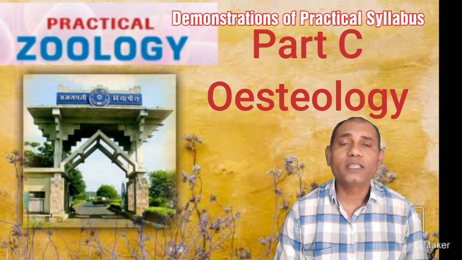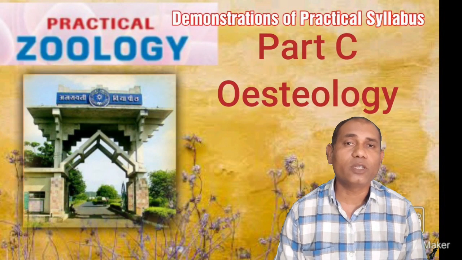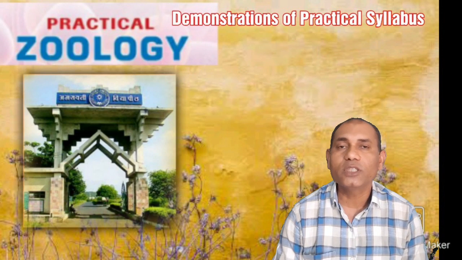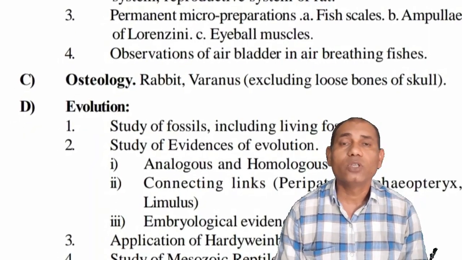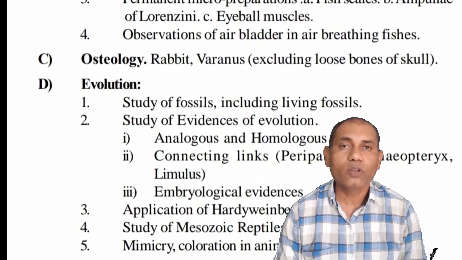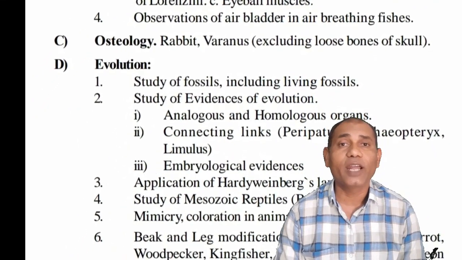In part 3, there is a study of osteology. Osteology means study of bones, or it is also called as the endoskeleton. So, in this part, we have to study the osteology of rabbit and varanus.